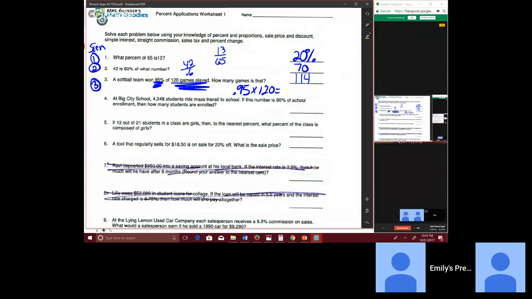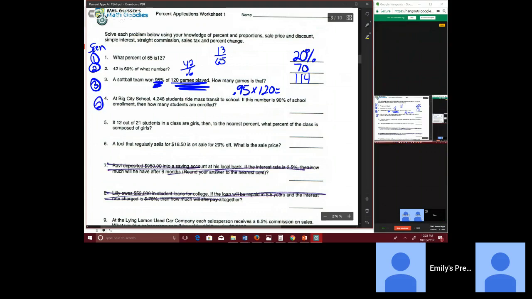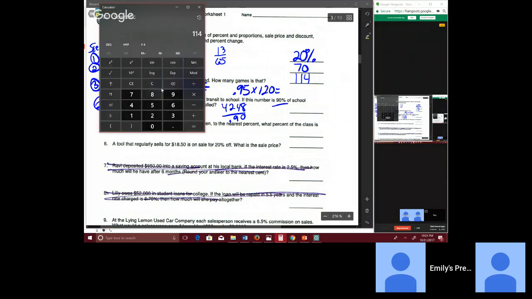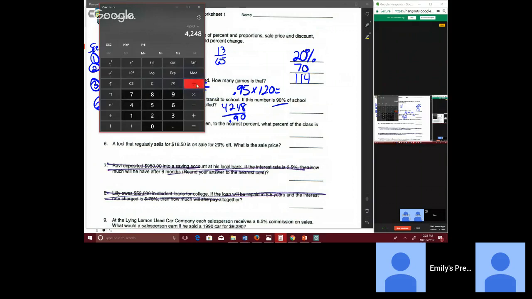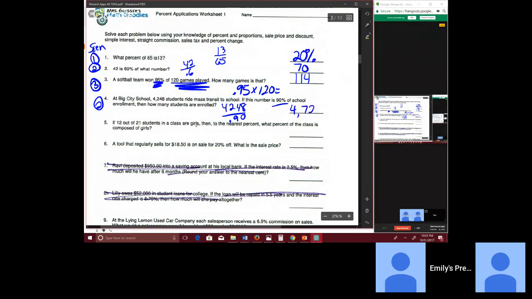Number 4 is going to be a scenario 2. So at Big City School, 4,248 students ride mass transit to school. If this number is 90% of school enrollment, so it says that it is, then how many students are enrolled? And that's 4,248 divided by 0.9. And when you practice on it, depending what kind of technology you have, make sure you're actually taking a mouse and clicking it. That comes out with 4,720.